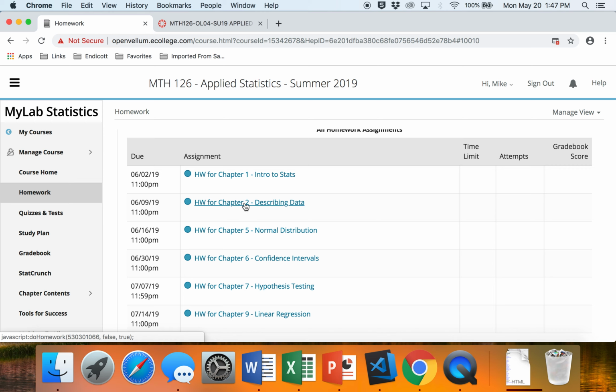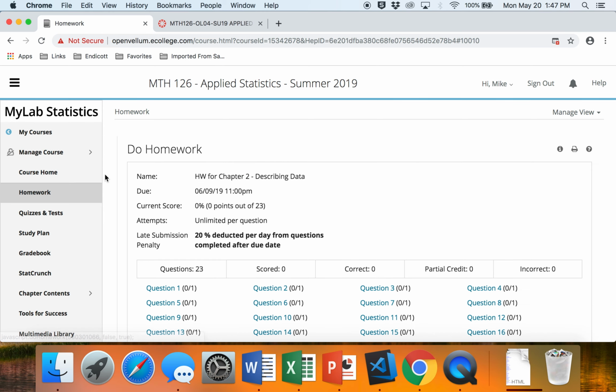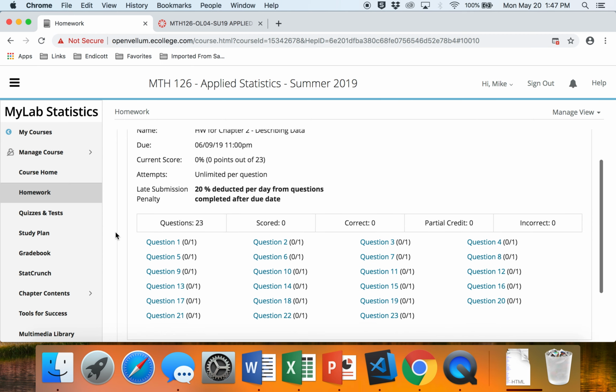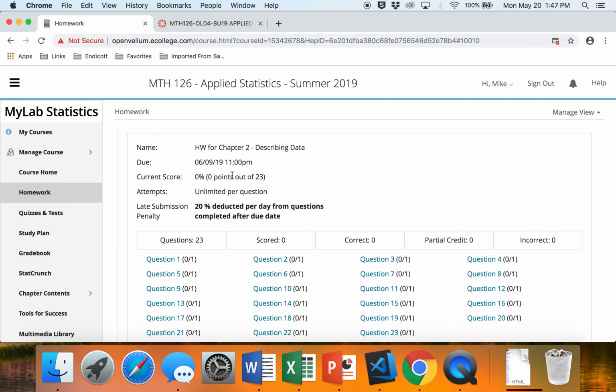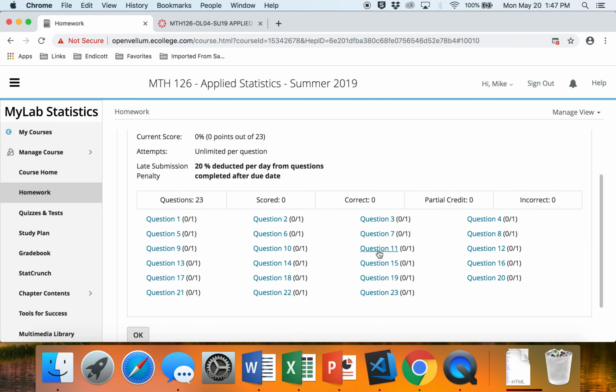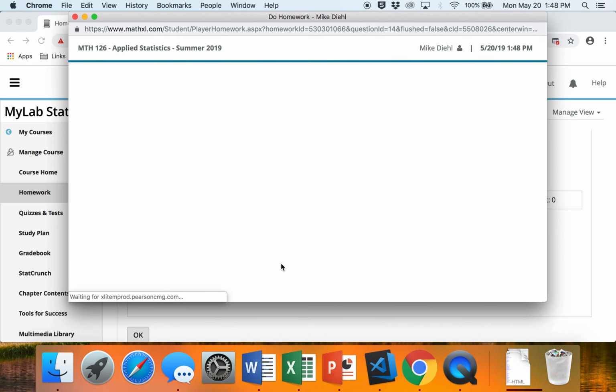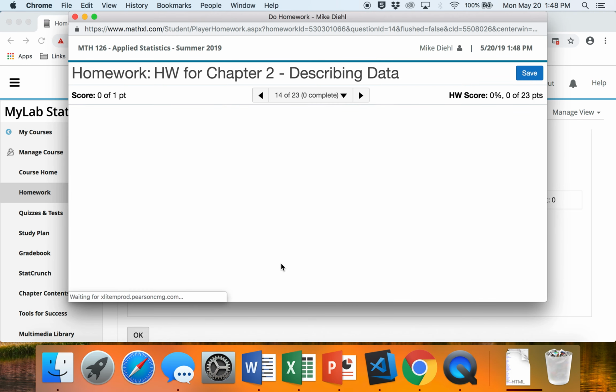So I'm just going to randomly click on assignment 2, for example. When you click on a homework assignment, it brings you to a summary screen where it's going to have your score and your progress on the questions. So this assignment apparently has 23 questions. And obviously, you're probably going to start at the beginning. If you click on a question, it'll pop up a window and let you start doing the homework. I'm just going to pick a random question, like 14, for example. So you can click around and do whichever question you want.